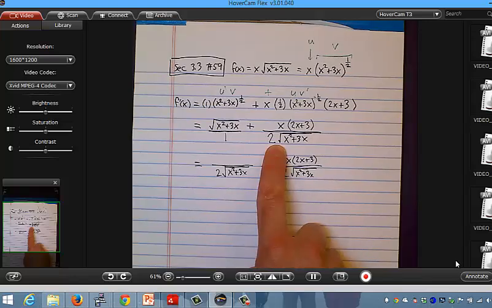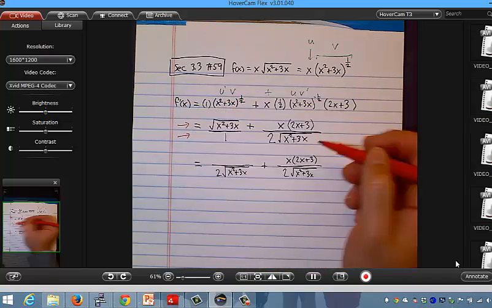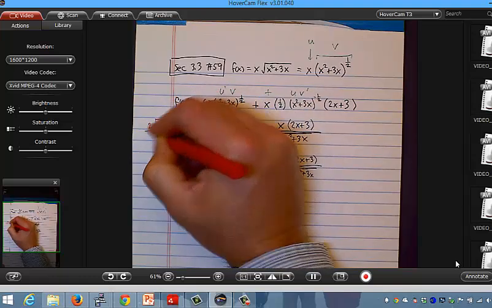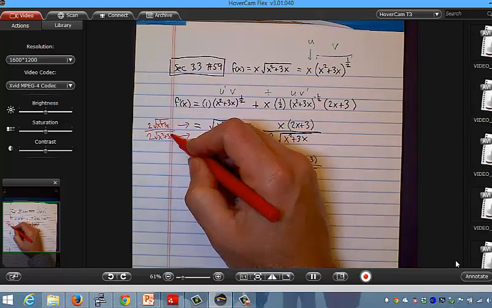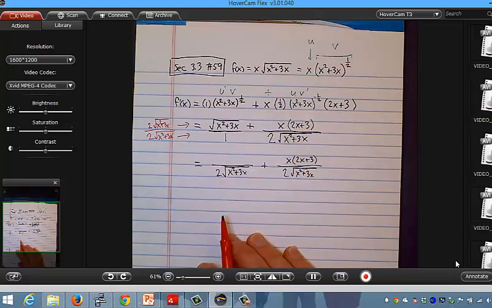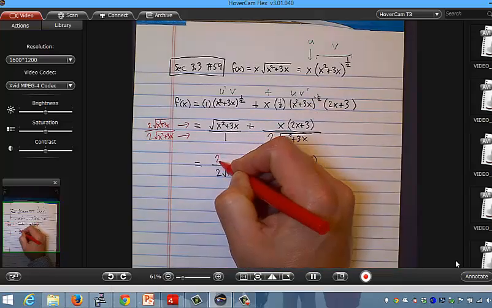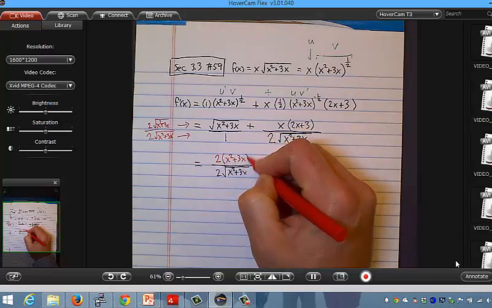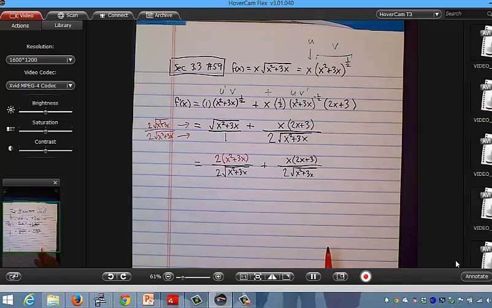Well, by that, right? See, I'm going to take this fraction, and I'm going to multiply top and bottom by 2 square root of x squared plus 3x. I'm not changing it. I'm multiplying by 1, right? Same thing over itself. But I am changing what it looks like. Okay, so what's the numerator become? Well, I think it would become 2 times parentheses x squared plus 3x, because square root times square root, the square root goes away. Is that right?